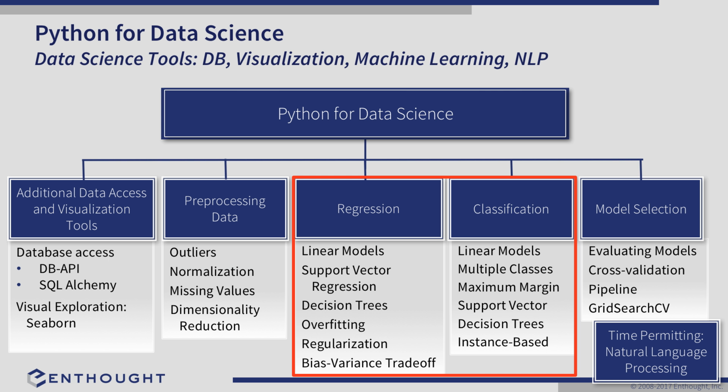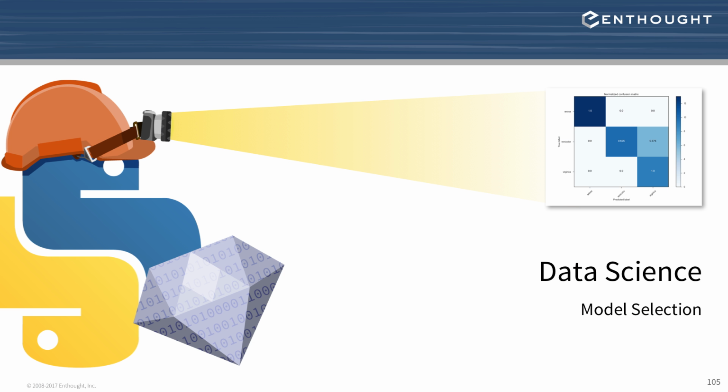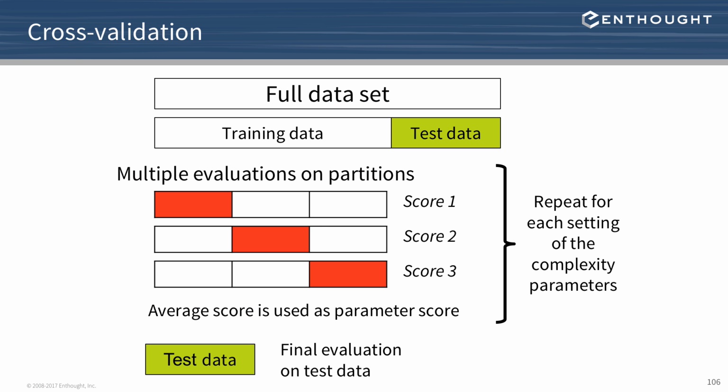All right, and then model selection. Just briefly, how do you determine if you have a good model, or if you have multiple options, how do you choose the best model? So we talk about cross-validation as a major method for doing that, along with how does it work and what are the gotchas and so on.